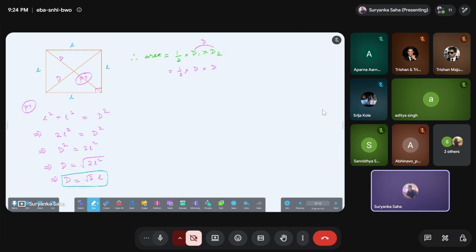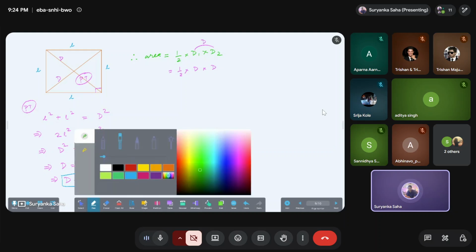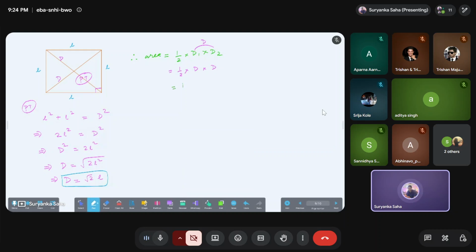Understood? They are equal. So now you will write what? You will write half. What is the length? Root 2L into another root 2L. So what is happening? Root 2 becoming 2, and in the denominator another 2 is there. So L square is there, 2 cancel, one L square. You see, this is the area of square. Area of square is side square. Isn't it? Proved.